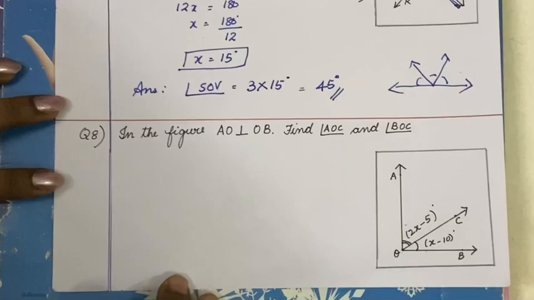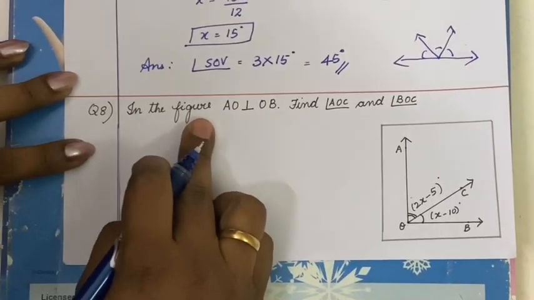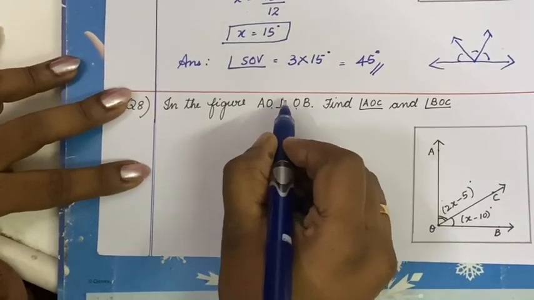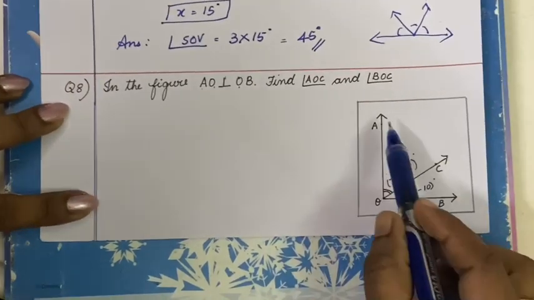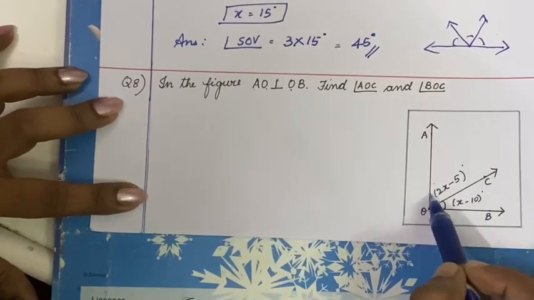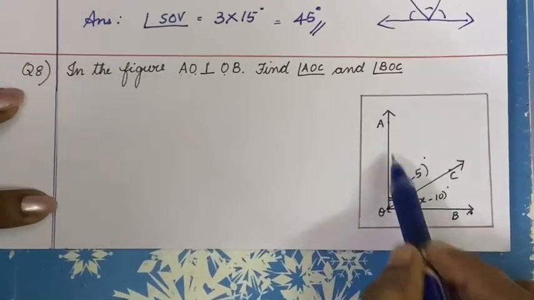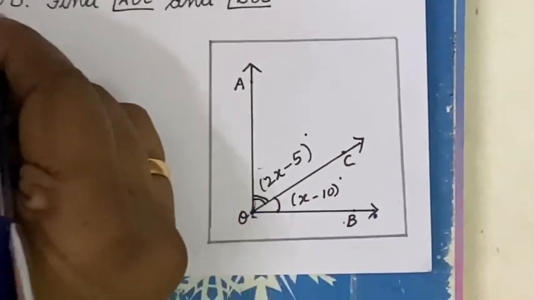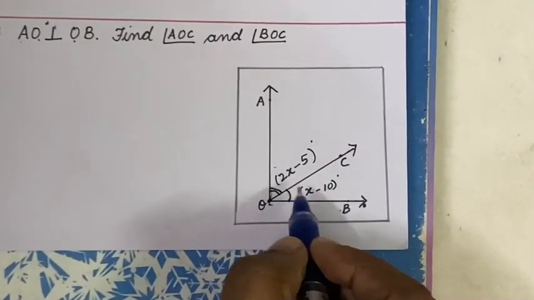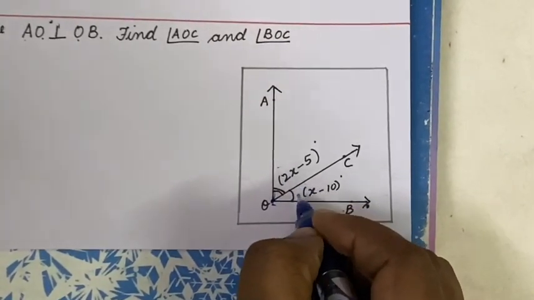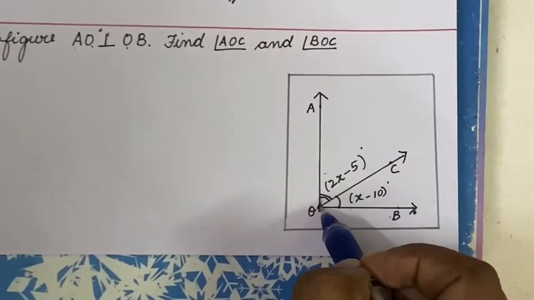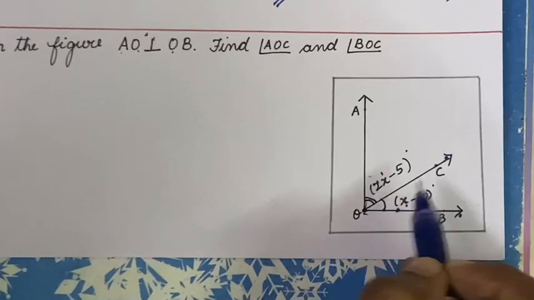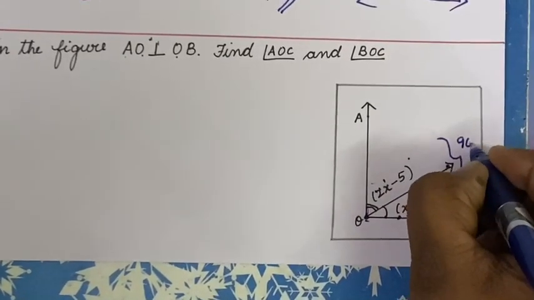So we'll move on to the 8th question. In the figure, AO is perpendicular to OB. So we'll first analyze the figure. What is the figure? Yes, you could see a figure like this. There is one ray, AO and OB rays, and together these 2 rays are perpendicular. So what do you know about perpendicular? If some rays are perpendicular it means the angle is 90 degrees, but in this you have another ray, OC, so that there are 2 adjacent angles, and the sum of the adjacent angles is 90 degrees.